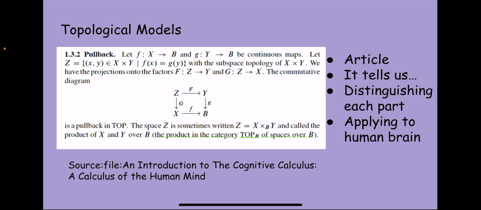So the model that I chose to discuss for my math portion of my project is topological models. And the model that I have here is from a source called An Introduction to the Cognitive Calculus, a Calculus of the Mind. This model overall, as we can see, is a very good distinguish of a continuous model. We can see how the letters Z, X, Y, and B are capitalized, and they are very significant in our project here. As you can see, Z is more of the overall aspect of the diagram.